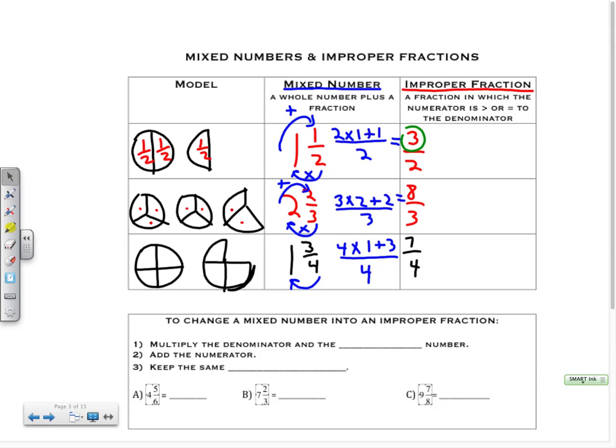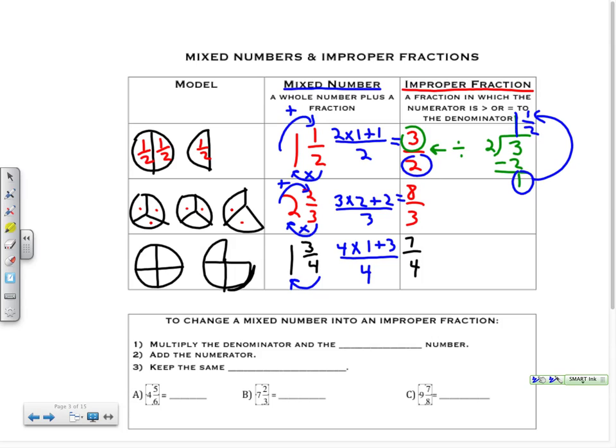change my improper fraction back into a mixed number. All it is really is a division problem. If we recall, that fraction bar means divide. We can look at this as 3 divided by 2. 2 goes into 3 one time. That's the whole number I get. 1 times 2 is 2, and I subtract and get 1 left over. That's my half piece left over. Take the remainder and make it the numerator and keep the same denominator.